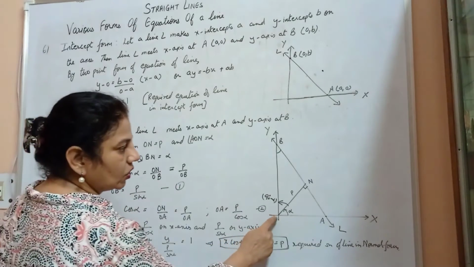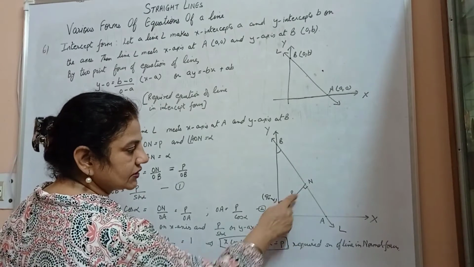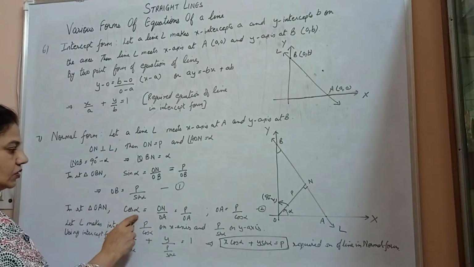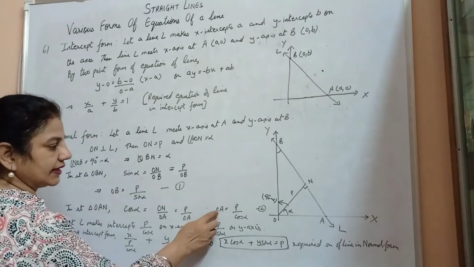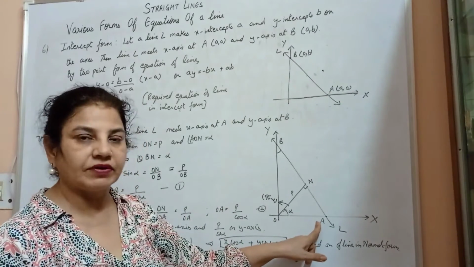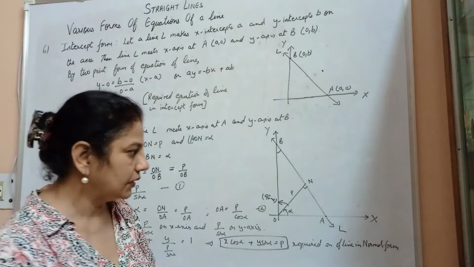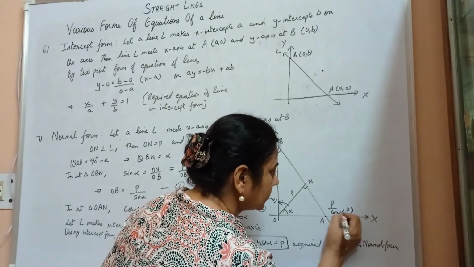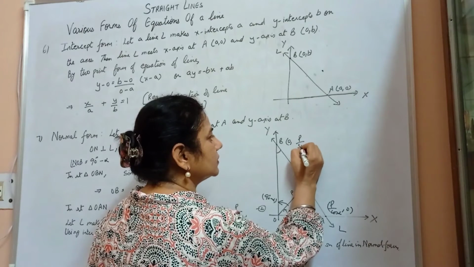Similarly, in triangle ONA, this is a 90 degree angle. So cos alpha is equal to ON upon OA, that means P upon OA. So OA gives the result as P upon cos alpha. That means this point is P upon cos alpha comma 0, and this point will be 0 comma P upon sine alpha.